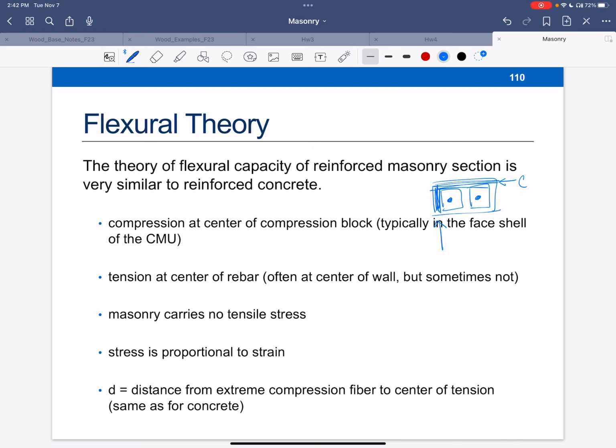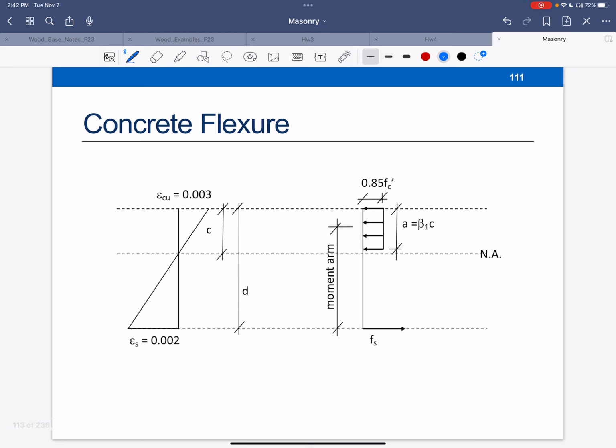Masonry carries no tensile stress. Stress is proportional to strain. D is the distance from the extreme compression fiber to the center of the tension reinforcement. So if I make my masonry beam, whichever direction it's going to be, I've got a compression block and a tensile block, and the extreme compression fiber to the center of tension is still D. So let's put all these together. You've seen this, concrete flexure. This is at ultimate, and that's why we've got this block, right? So this is a, this distance would have been little c, and the actual diagram looks more like that.